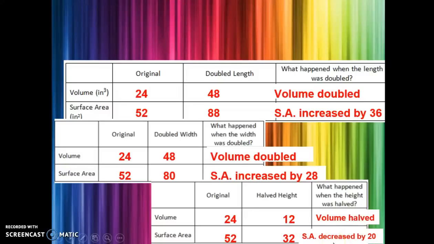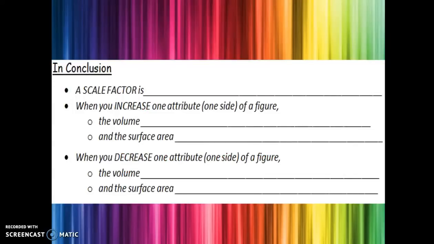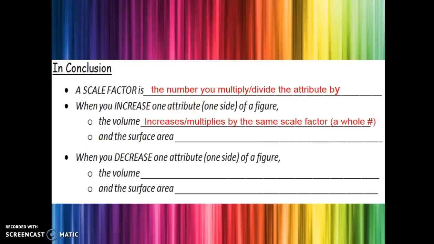All right, we're almost done here, ladies and gentlemen. Let's look here at our final conclusions. So in conclusion, I talked about a scale factor. A scale factor is the number you multiply or divide the attribute by. Remember, our attributes are our length, width, and our height. So go ahead and write that down. The number you multiply or divide the attribute by. When you increase one attribute, the volume increases or multiplies by the same scale factor.